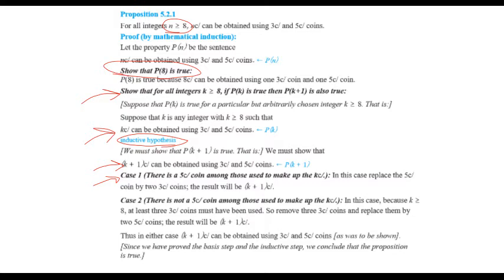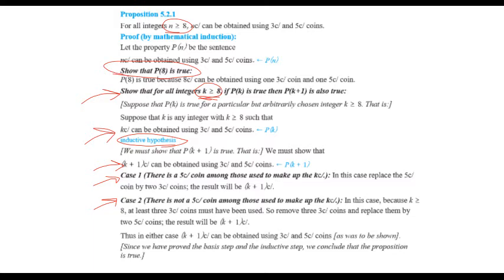Okay, so in the second case, we assume that there are no 5 cent coins among those who used to make up the K cents, right? And since K is greater than or equal to 8, here you see we assume that K is at least 8. So we must have at least three 3 cent coins to make 8 cents.